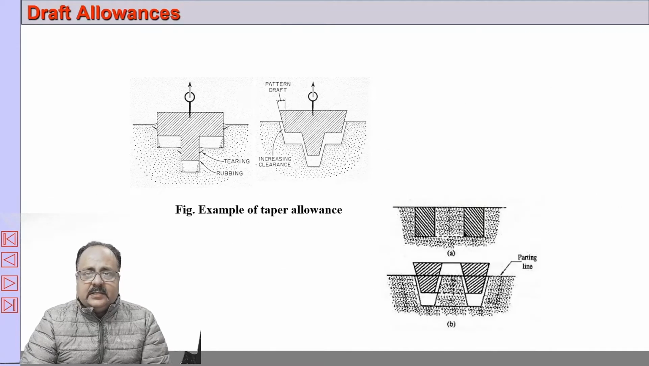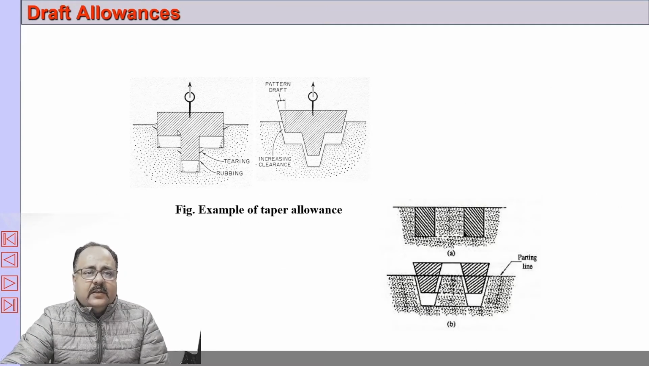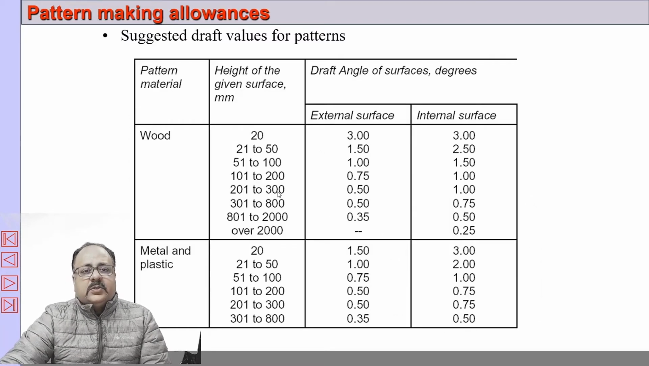So let's see this table. This is again a figure. You can see these are perpendicular sides. This is not a good design of a pattern. This is the good design. The suggested draft value for external and internal surfaces, you can see as depth increases, the draft angle decreases, and for wood it is much higher and for metal it is much lesser.